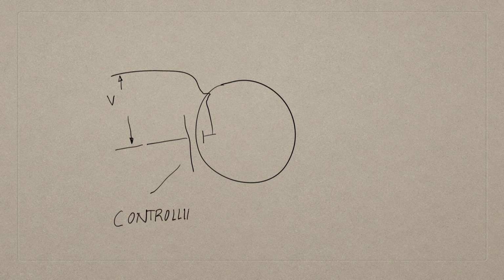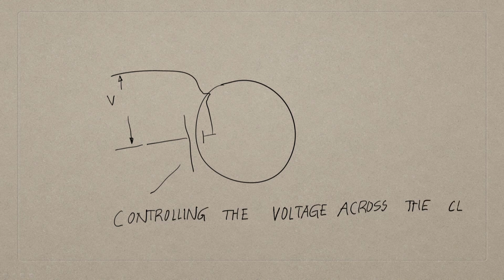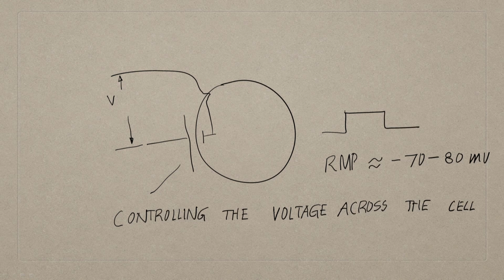In other words, controlling the voltage across the cell, and in a stepwise manner you can vary the voltage. We know the resting membrane potential is approximately -70 to -80 millivolts. Now, from -70 to -80 millivolts, you could create a protocol of, say, increments of 10 millivolts.